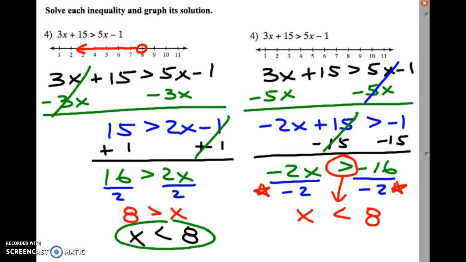Notice, that ends up looking the same as we did the other way because we have switched the direction of the inequality. That's the way we were able to get away with dividing by a negative number. Once again, as far as graphing goes, open circle on the 8, and we shade to the left.